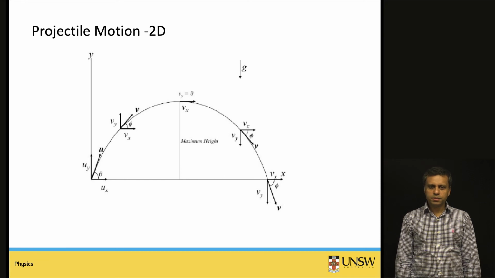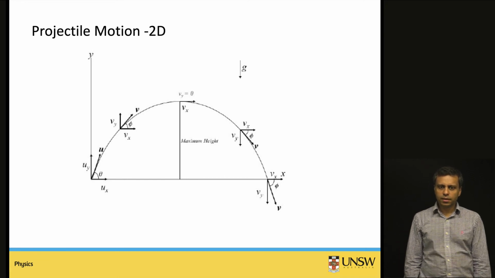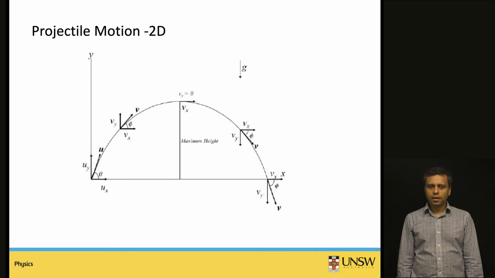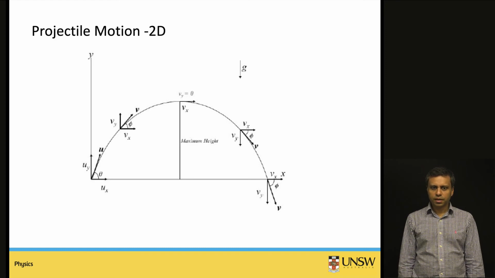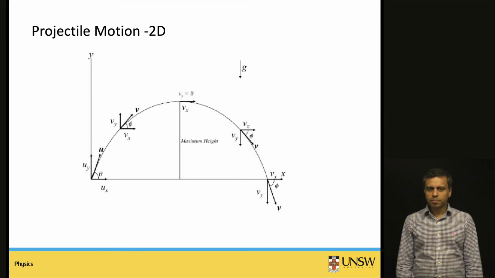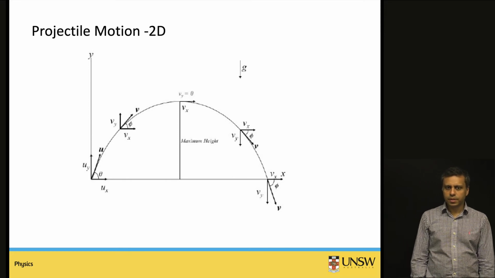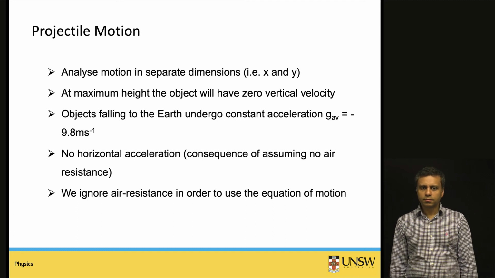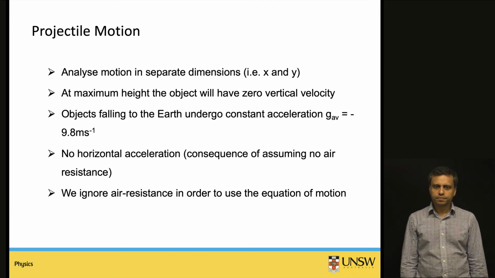And over here in this plot, the xy position of a particle undergoing projectile motion is shown, and the velocities are shown at each point along the path. Notice that the path looks like an inverted parabola. There are some important points that you should note for analyzing projectile motion.